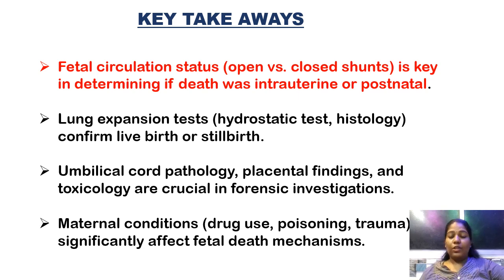Some umbilical cord pathologies, placental findings, and toxicology are crucial in forensic investigations to know the manner of death. And some maternal conditions like drug abuse, opioid abuse being common, poisoning, and trauma can significantly affect the fetal death mechanism. So that we will know the manner of death and the legal aspects related to it.